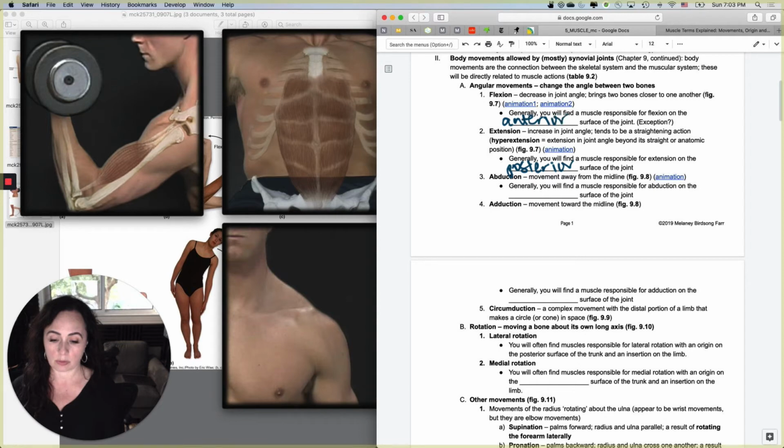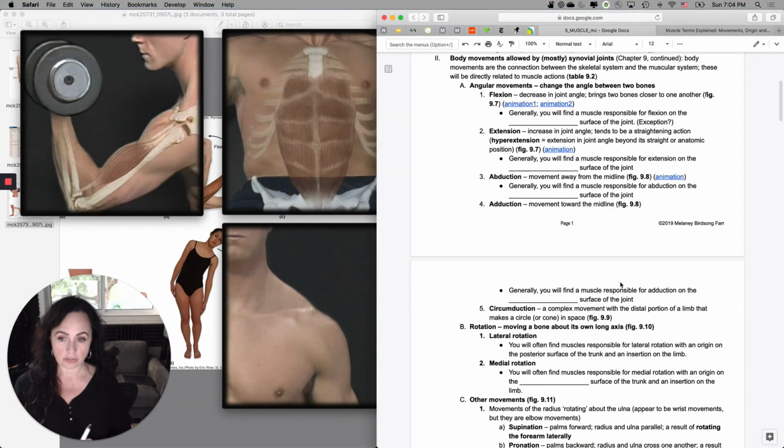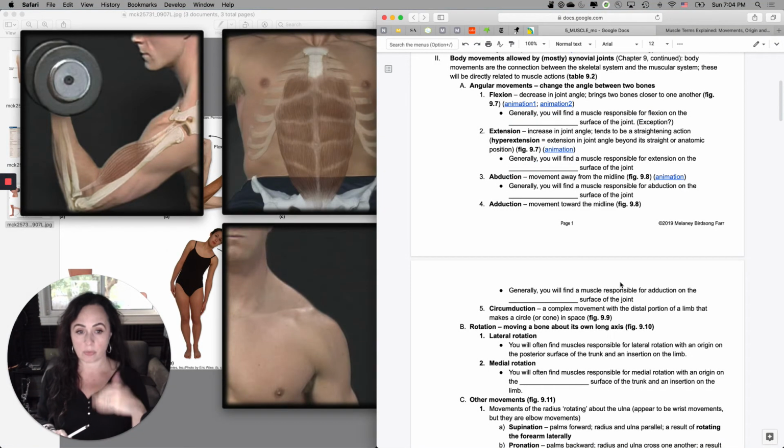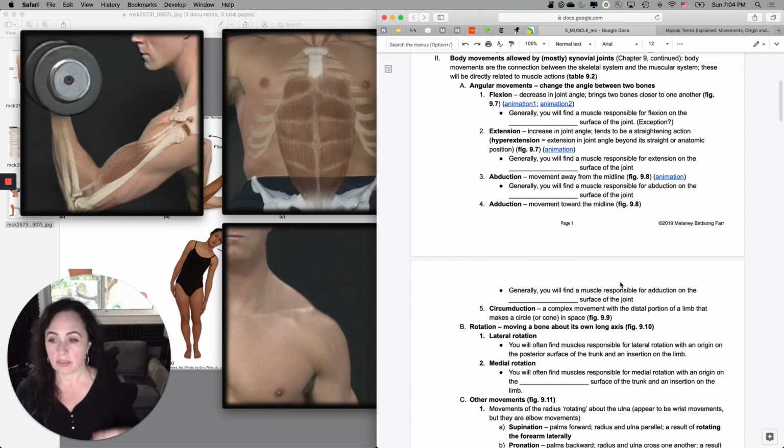Okay. Now there are exceptions. Again, just like the knee was the exception in flexion because it doesn't flex anteriorly, the knee will also be the exception in extension. Okay. So that's just flexion and extension. I want to do one more pair and then just talk about circumduction, and then we'll end this video and do the rest of them in the next one.